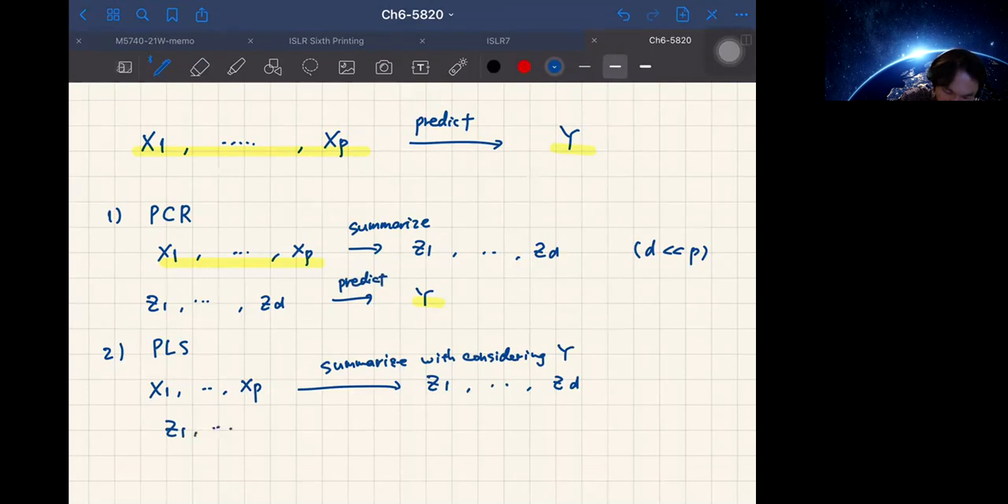In some sense, it's a little ad hoc, because before summarizing the data, we use the information of y. But still it can be useful for minimizing the test error.